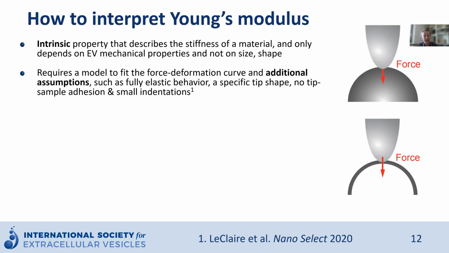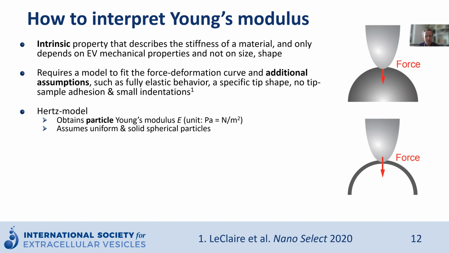Some of the assumptions that are commonly made using this type of analysis are that the response is fully elastic, so there's no viscous deformation, that there's no adhesion between the tip and the vesicle, as well as small deformations compared to both the size of the EV as well as the size of the tip. And so this comes down to that only really the first bit of the force deformation curve should be fitted. I will briefly discuss a couple of these models, the ones that are most frequently used.